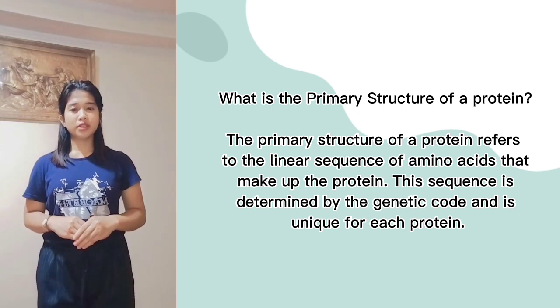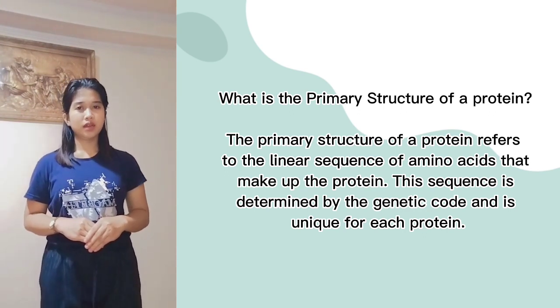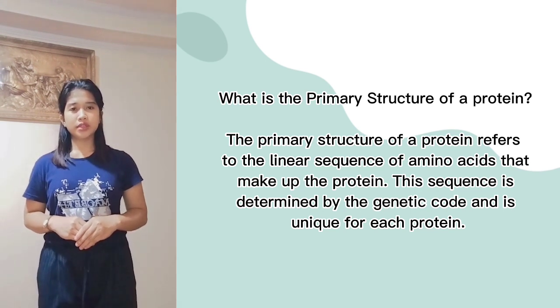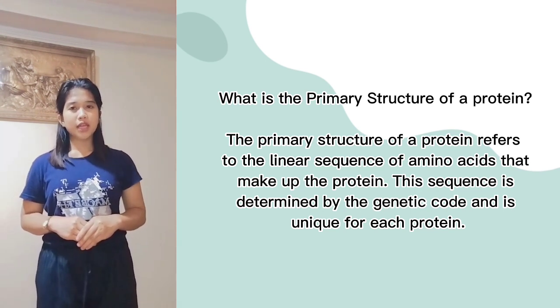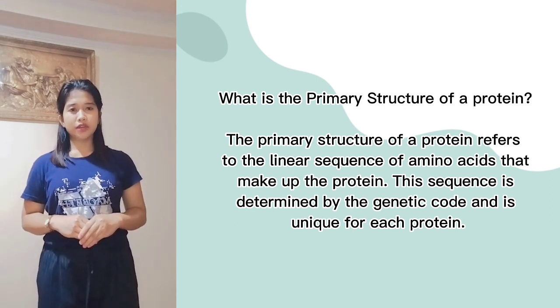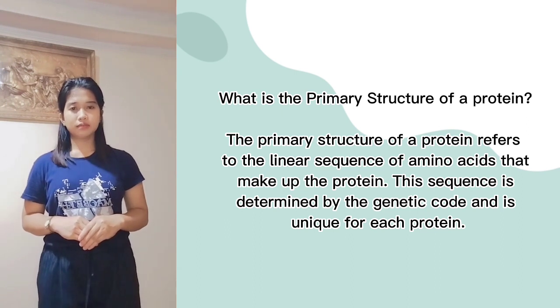What is the primary structure of a protein? The primary structure of a protein refers to the linear sequence of amino acids that make up the protein. This sequence is determined by the genetic code and is unique for each protein.